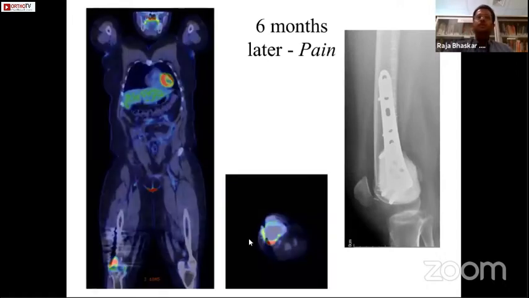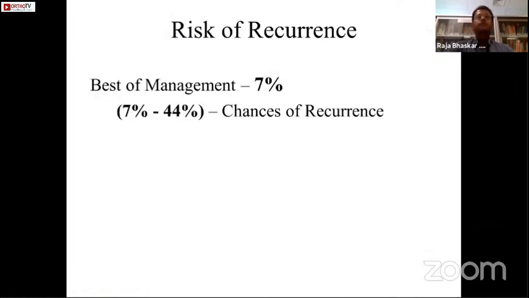And if you see, within 6 months the PET scan has the red color indicating a high uptake of the inflammation activity, and that suggested recurrence. So in early recurrences, you need to do an extended scan like a PET scan, and that will be helpful.